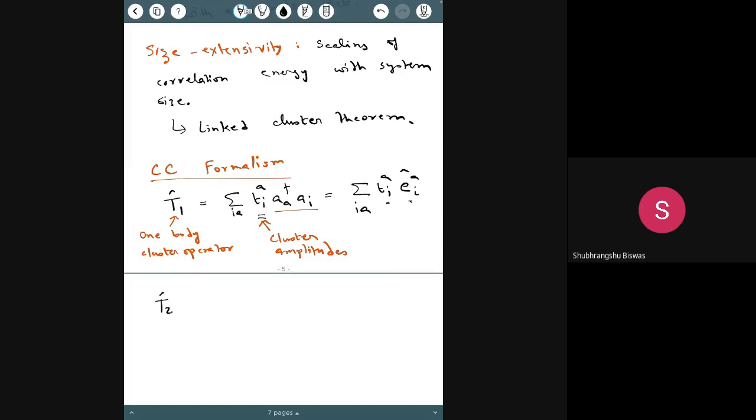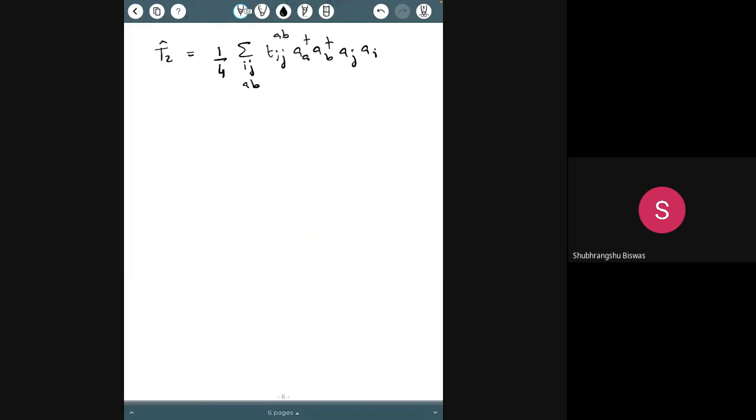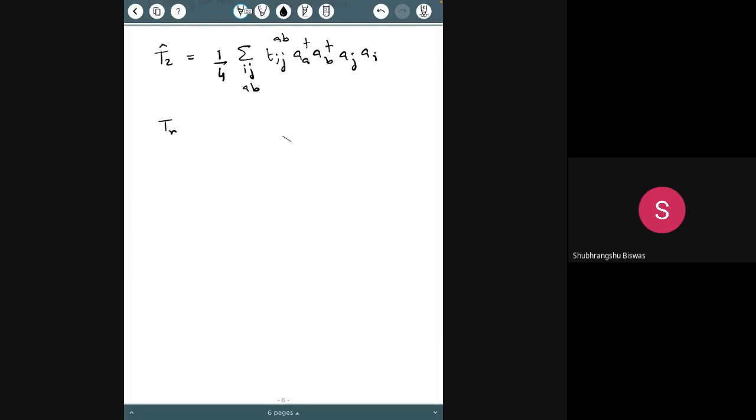Similarly, I can write T2, and T2 is 1/4 sum over ijab, t_ij^ab, a_a dagger a_b dagger a_j a_i. The 1/4 comes from the fact that this is an unrestricted summation, but you only have as many cluster operators as there are unique pairs of ijab. And if I want to write an n-body cluster operator, then my accompanying factor is 1 over n factorial squared, and sum over ij and so on, ab and so on, however many you have. So this is a general one.